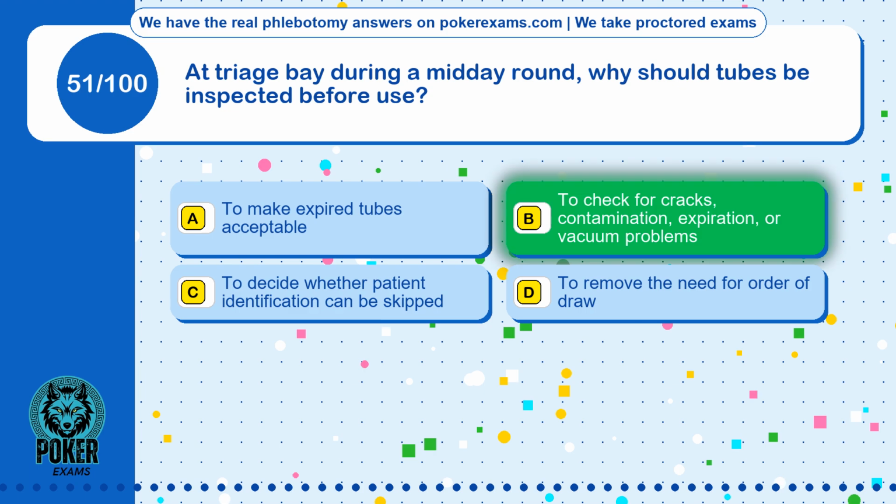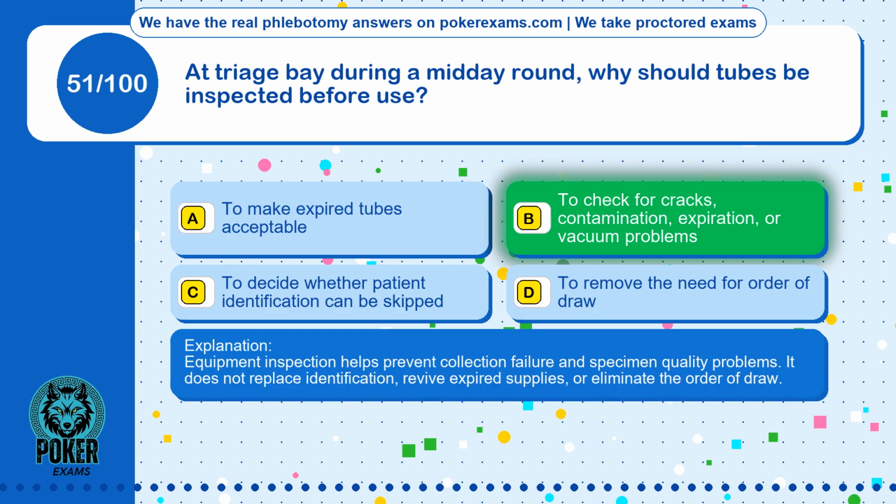The correct answer is option B. To check for cracks, contamination, expiration, or vacuum problems. Equipment inspection helps prevent collection failure and specimen quality problems. It does not replace identification, revive expired supplies, or eliminate the order of draw.